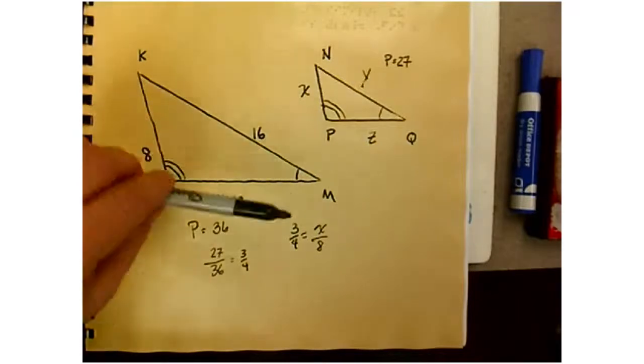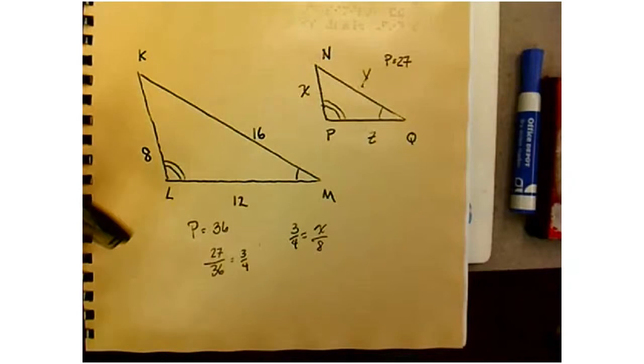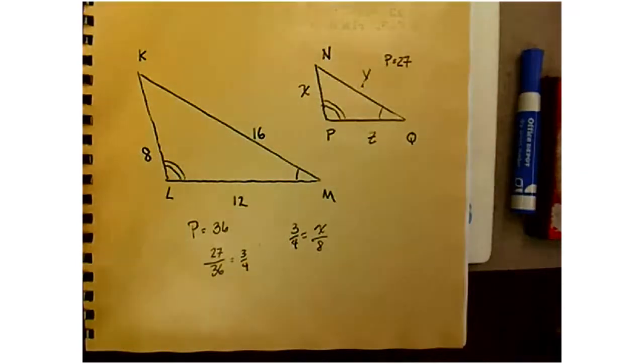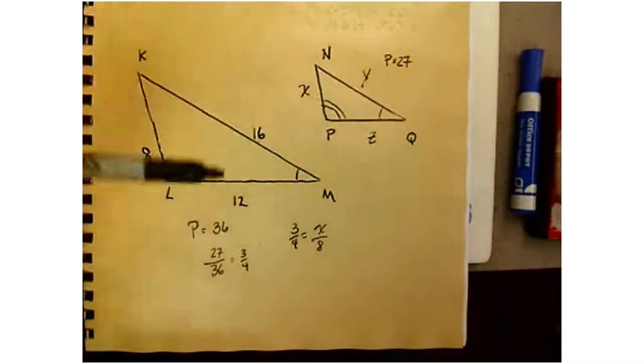All right. 3 is to 4 as y is to 16. The answer is 12. 12, did you say, Jet? Yep. 3 times 16 is 48, divided by 4 is 12. All right. 3 is to 4 as z is to 12.